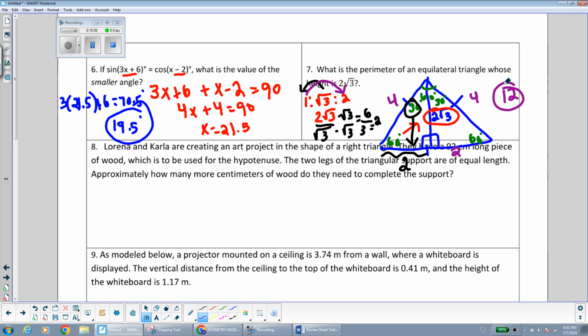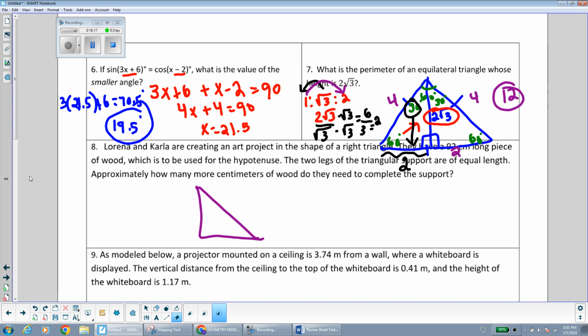Moving on to number 8. Lorena and Carla are creating an art project in the shape of a right triangle. They have a 92 centimeter long. Let me just verify that that's 92. Yes, 92.